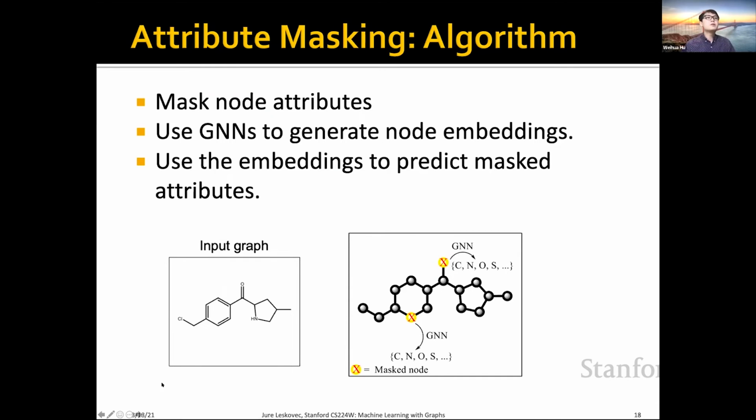So given an input graph, we first randomly mask node attributes. So let's say we mask these 2 node attributes. In the molecular graphs, we are basically masking the identity of the atom. And then we can use GNNs to generate node embeddings of these 2 masked nodes. And we use these node embeddings to predict the identity of the masked attributes. So here we want to use the node embedding to predict that this X is an oxygen and this X is a carbon.